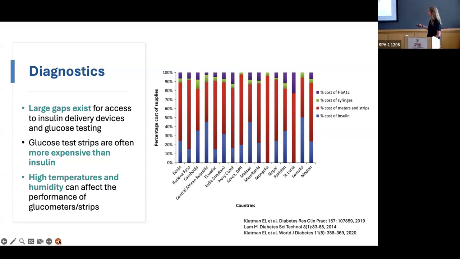And here you'll see the costs. So the blue, these different countries here, this is the percent cost to a patient with diabetes in terms of their supplies. Blue is insulin. The red are the meters and strips. So the highest percent of cost are the diagnostics. And they're often not available at all in these settings.